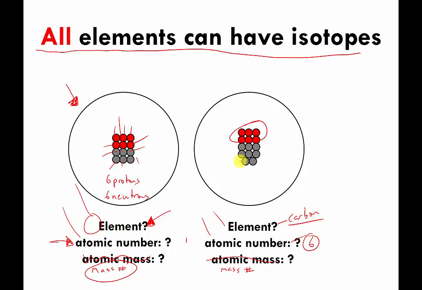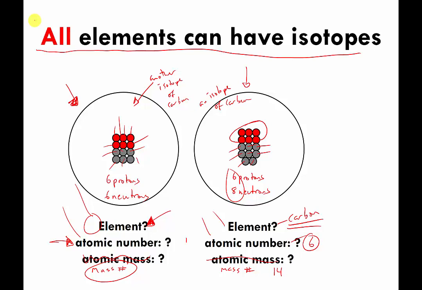the mass number, well, it's got 6 protons. If we count the gray circles, which are supposed to be neutrons, 1, 2, 3, 4, 5, 6, 7, 8, 8 neutrons. So this atom on the right, it's a carbon atom, but its mass number is 14, because 6 and 8 is 14. So this is an isotope of carbon, and so is the one on the left. That's just another isotope of carbon.